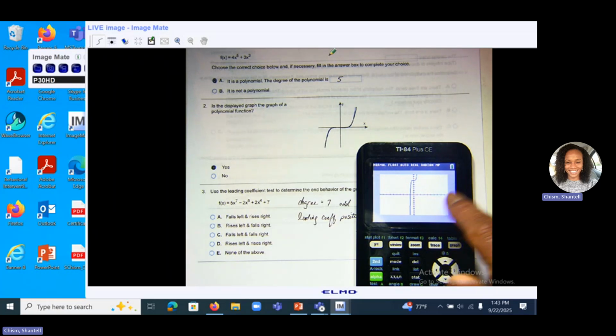This is not terrible, but if you want to see more of it, you might want to adjust your window. The X looks like it's fine, but for our Y, we may want to go from negative 20 to maybe 20 to see more of it. So I just adjusted the window. Yeah, and I can see a bit more of the graph. So you can see that it falls to the left and rises to the right. That would be A.